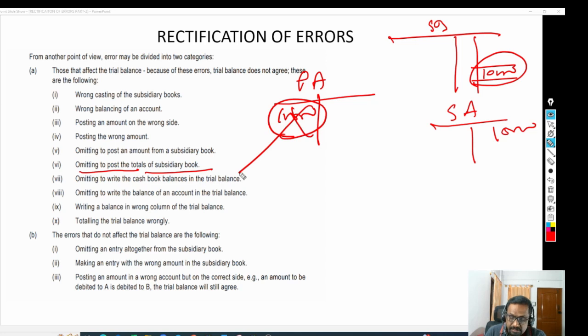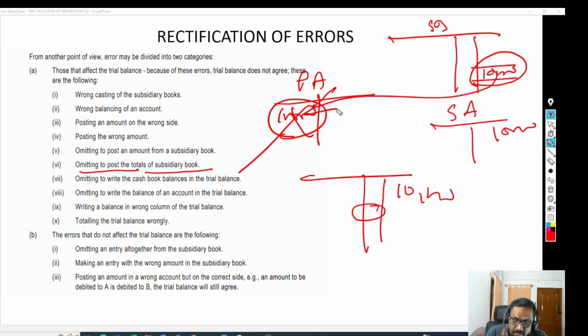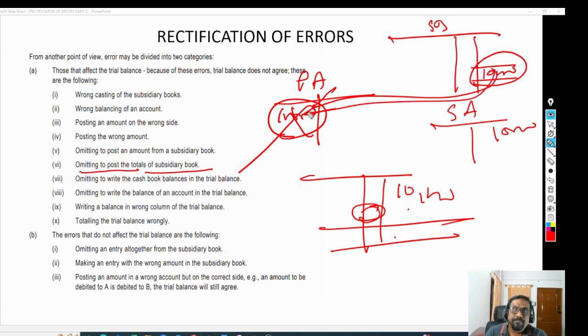Since I did not post this, what will happen? My trial balance will show only 10,000 supplier account credit, but debit did not come. Why debit did not come? This 10,000 total did not get posted to purchase account. I forgot. But the mistake happened, because of which the 10,000 did not come to trial balance. Now you total, it will not tally. Why? There is a credit. Where is the corresponding debit? Corresponding debit got missed out, because of which our trial balance is not tallying. Are you getting my point?